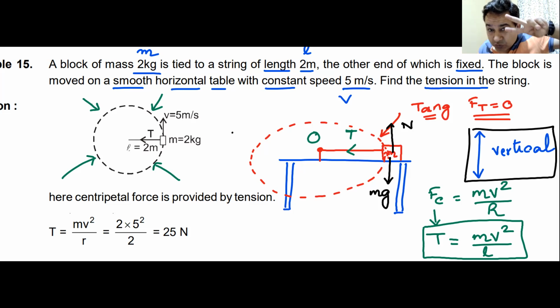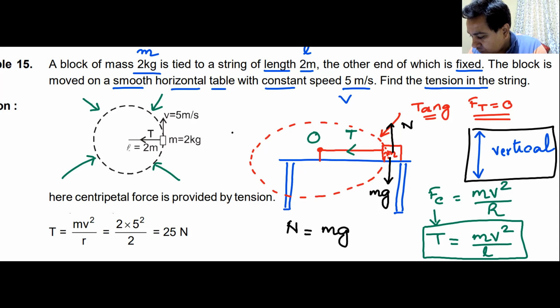In this question, there are two forces here. N in the upward direction, mg in the downward direction. But the net force has to be zero. If the net force has to be zero in the perpendicular direction, the vertical direction in this case, what is the equation that I'm going to make? And the answer is very simple. N will be equal to mg.